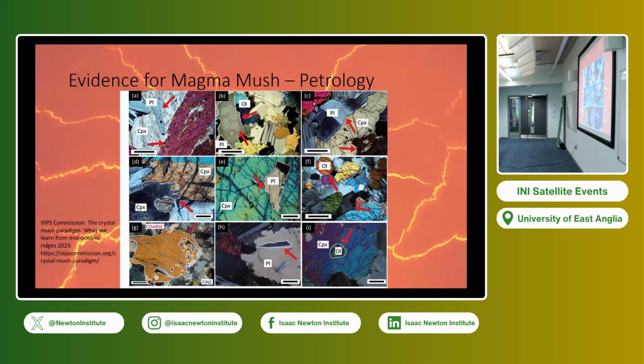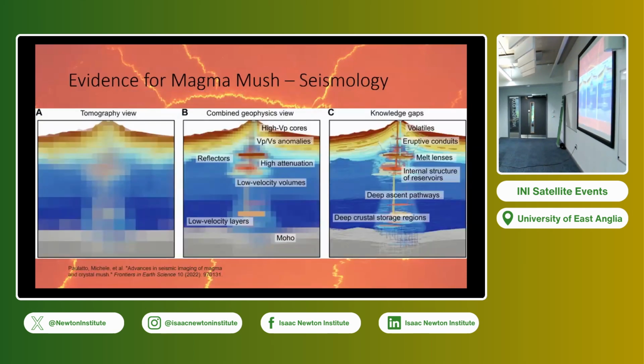What about what's going on under the ground? Well, this is where I come in. I am a seismologist, so what that means is I use earthquakes or earth vibrations to try and work out what's going on under the ground. And this isn't my work, but one of the things we can do is use small earthquakes. There are lots of small earthquakes around volcanoes all the time, so small that you can't feel them, but we can measure them.